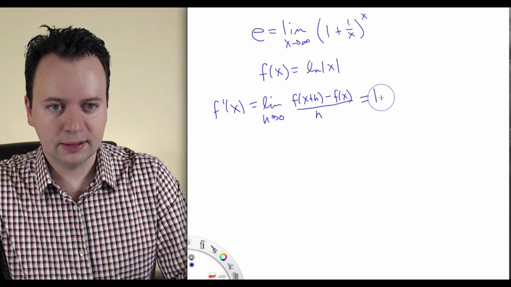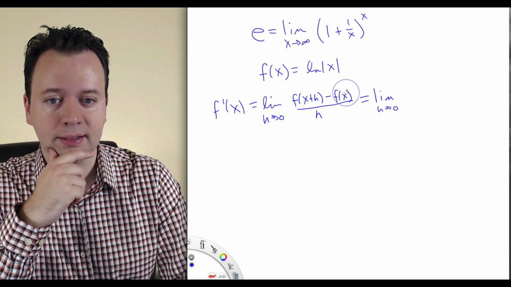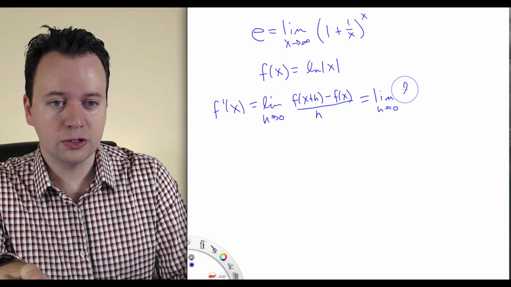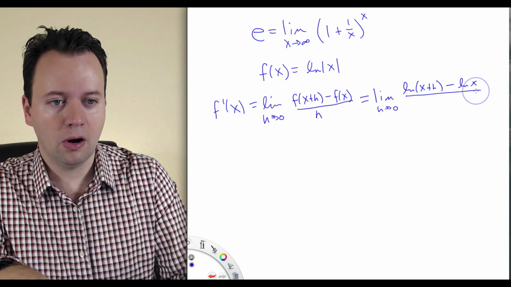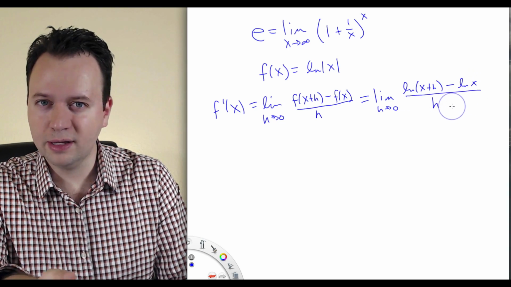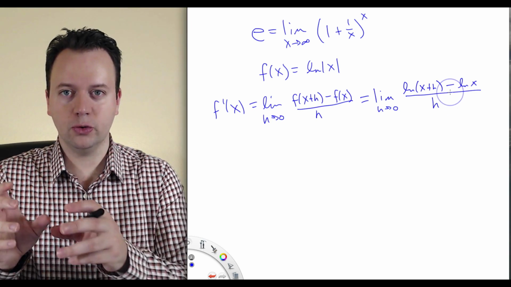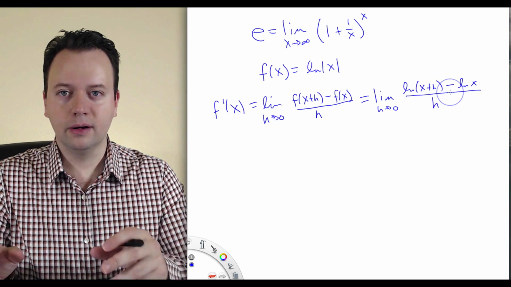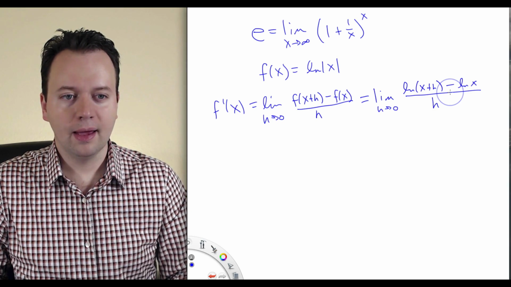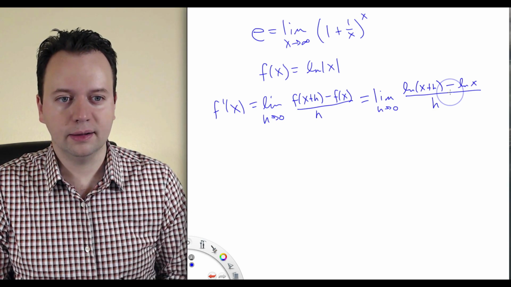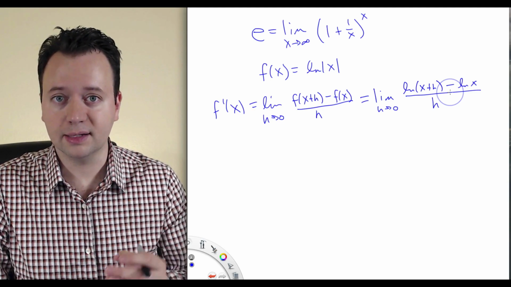And indeed it does simplify to something very nice. Replacing this with the function f of x equal to ln of x, we get ln of x plus h, minus ln of x, all over h. Now, this is a little bit different than when we took the derivative of a power function, in which case we could just expand the power, subtract off f of x, and simplify. But nevertheless, there is a practical way to simplify this and get the derivative as a nice simple function.